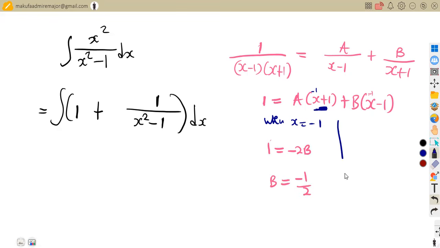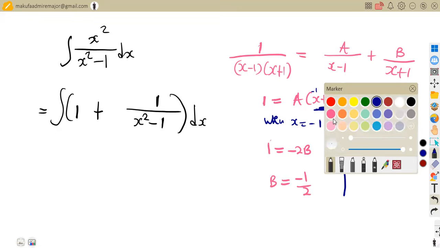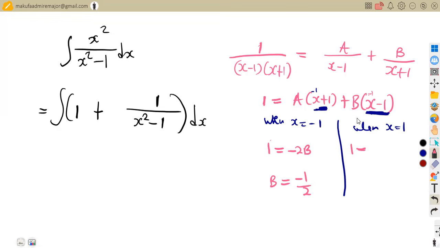We do the same thing on this bracket. For this bracket to be equal to 0, x must be equal to 1. So when x is equal to 1, there's nothing to substitute here. We have 1 is equal to 1 plus 1, that's a 2, so we have 2a. This part is given, we have a 0 there. So we divide in order to have the value of a, which is going to be 1 over 2.